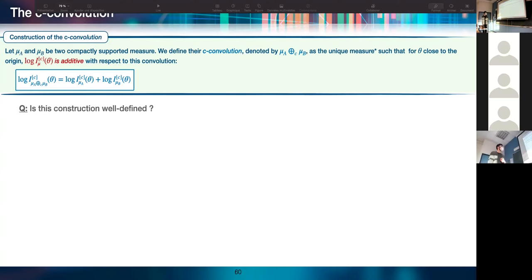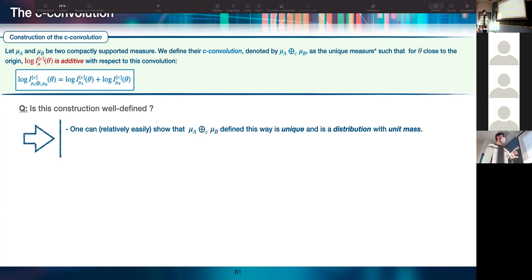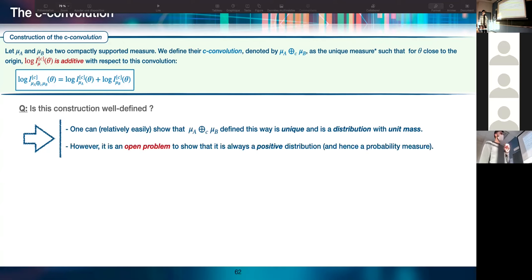And now the very natural question is to say, okay, the two endpoints are going to be the same. We are going to find a distribution which is, at c equals zero, the classical convolution of mu_A and mu_B, and as c goes to infinity, the free convolution. But maybe there is some problem in the middle for an arbitrary positive value of c. And you can actually show that if you define the c convolution this way, it is a unique distribution with unit mass. But it's an open problem to know if this distribution, which is a distribution in the broad sense, meaning that it can be negative, is positive or not.